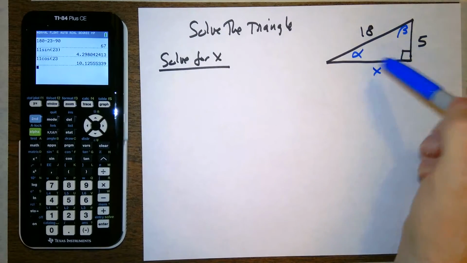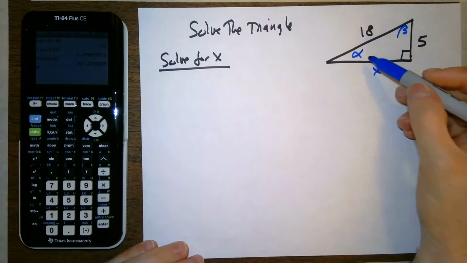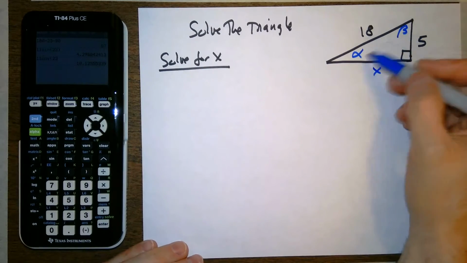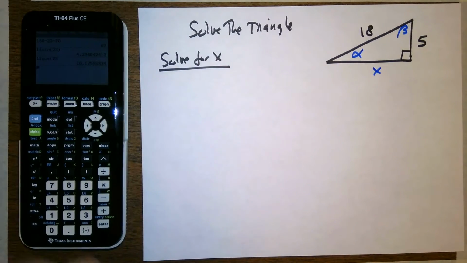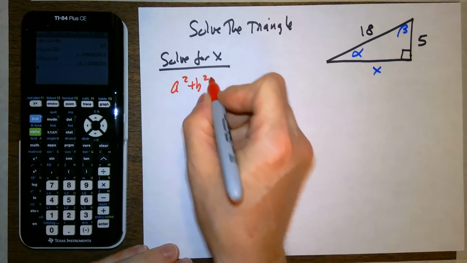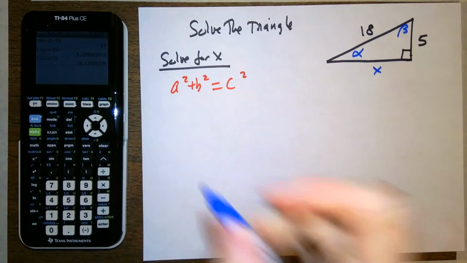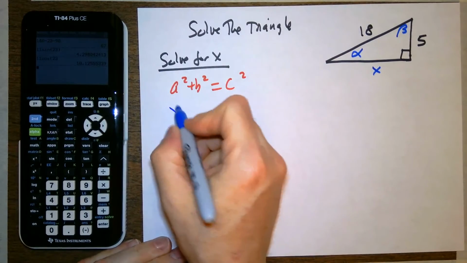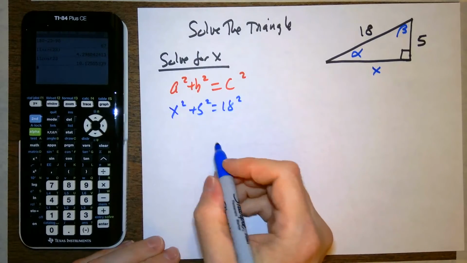And the formula that I'm going to use is Pythagorean theorem. I couldn't use trig yet because I don't know either of those angles. I'd have to find one of those angles here. But the Pythagorean theorem says a squared plus b squared equals c squared. Substituting in, the a and the b are the legs. X squared plus 5 squared equals 18 squared.